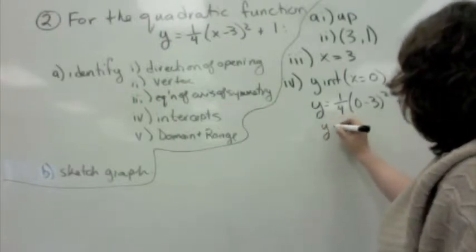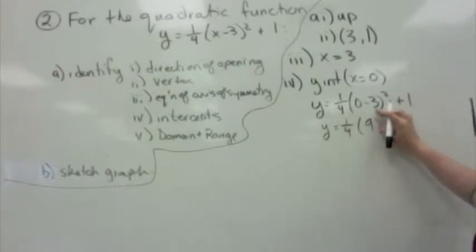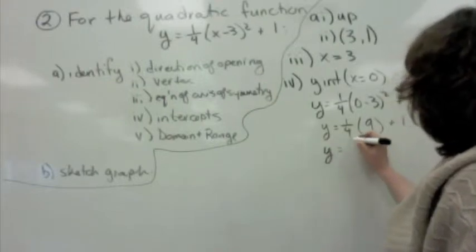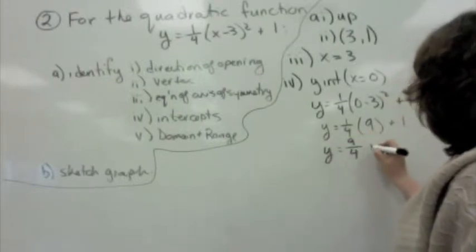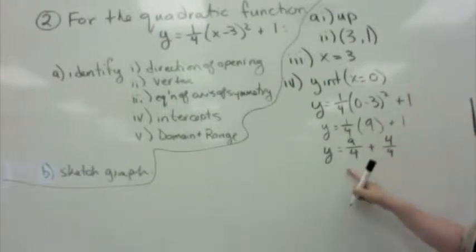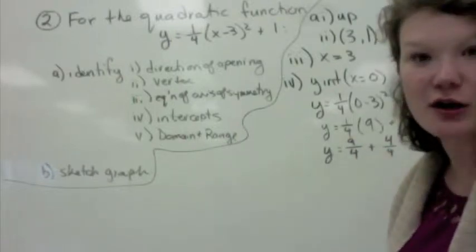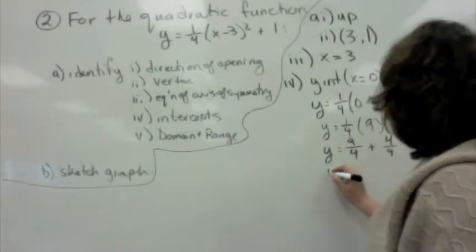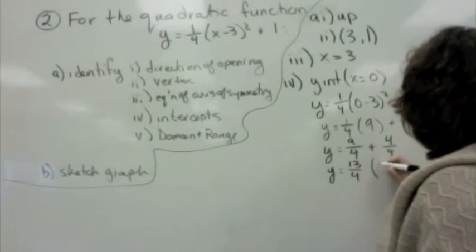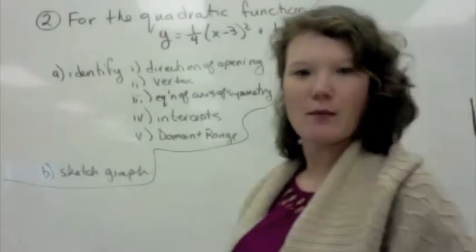So then we have y equals 1/4 times 9. Negative 3 squared is 9, plus 1. Going to do this fast, folks, but 9 over 4 plus 4 over 4. I'm getting it into the form already that allows me to have a lowest common denominator. So then y is just 13 over 4, which is 3 1/4. Okay, so that takes a little bit more.